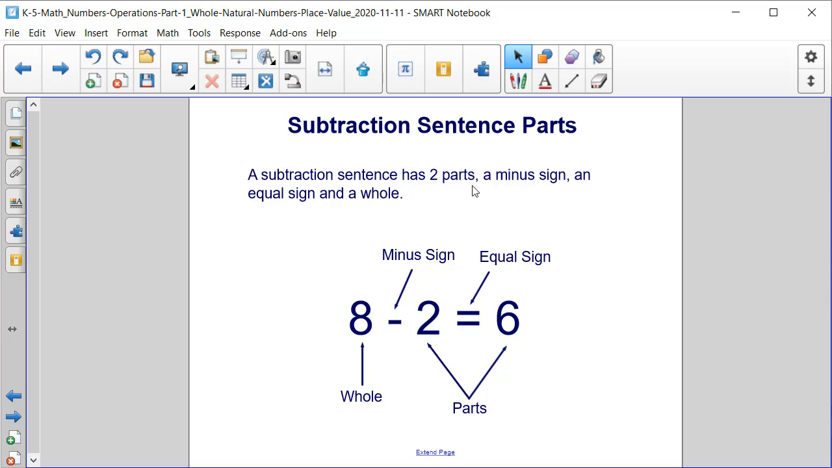A subtraction sentence has 2 parts, as well as a minus sign, an equal sign, and a whole. It begins with the whole, which is the biggest number that you have there. Then you have the minus sign, and then one of the parts. So we have 8 minus 2. Then we have the equal sign, and then we have the difference, which is 6, which is the other part, because 6 plus 2, the 2 parts, will add up to equal the whole. So the whole minus 1 part will give you, or be equal to, the other part.